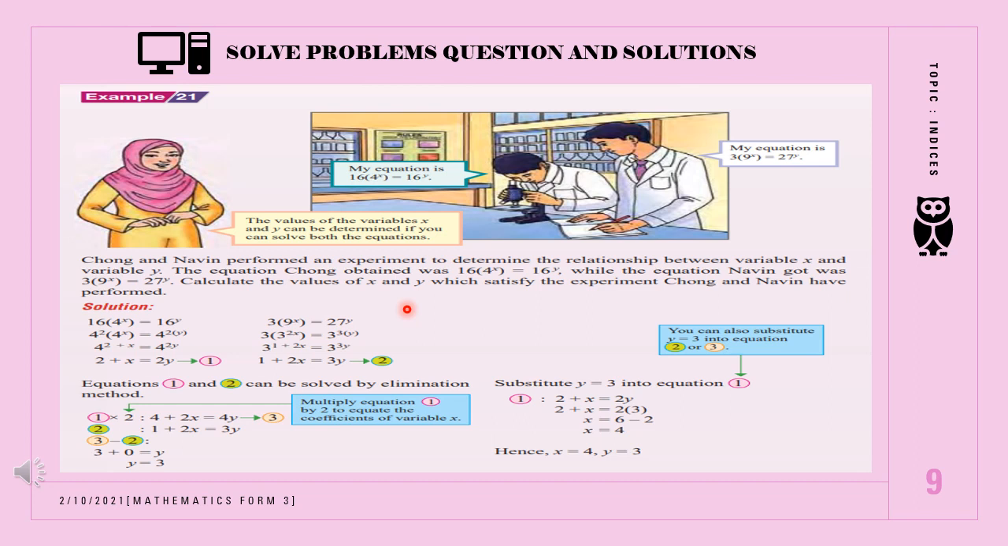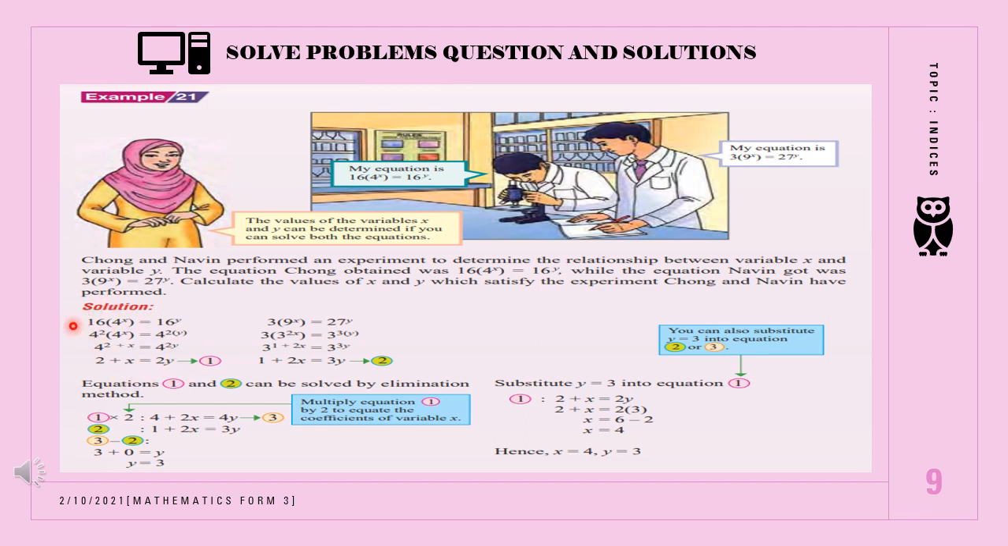The question is: Chong and Nevin performed an experiment to determine the relationship between variable x and variable y. The equation Chong obtained was 16 in bracket 4 power of x equal to 16 power of y, while the equation Nevin got was 3 in bracket 9 power of x equal to 27 power of y. Calculate the values of x and y which satisfy the experiment Chong and Nevin have performed.